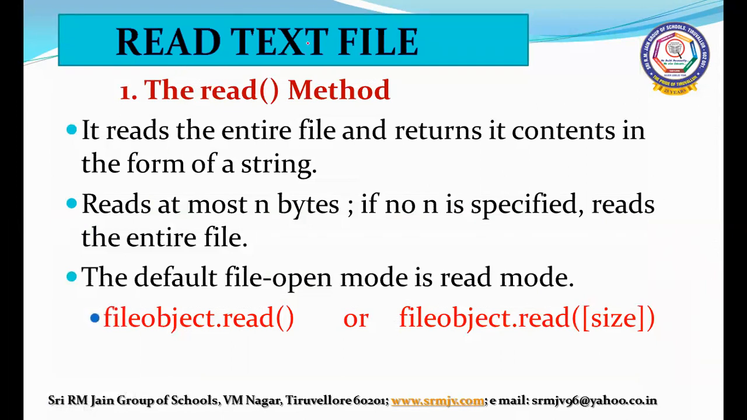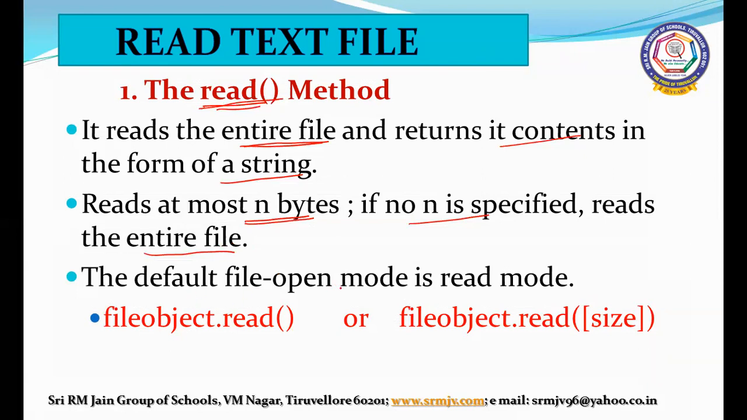Here, while reading your text files, we have three methods. The first method is the read method. It reads the entire file and returns the contents in the form of a string. It reads at most n bytes if n is specified, else it reads the entire file, which means that if n number of bytes have been specified, those n number of bytes will be read and it returns the characters.